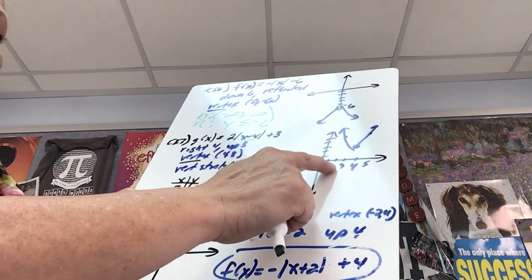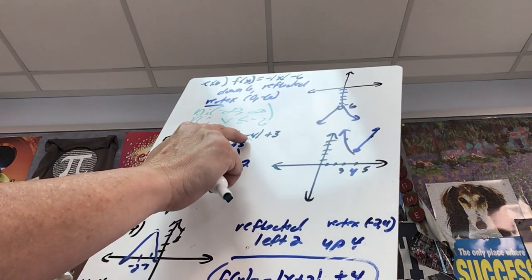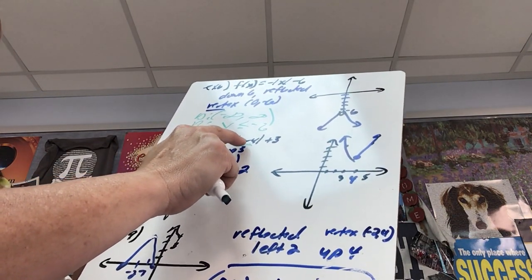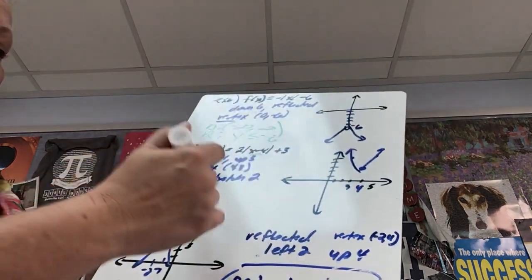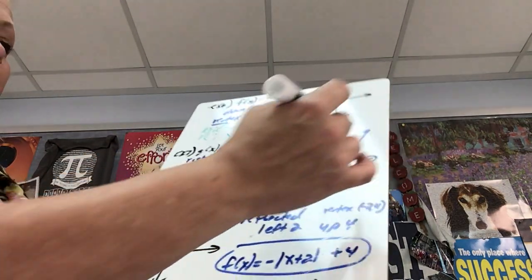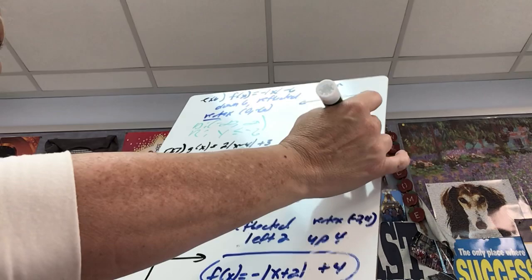So if I put in 3, 3 minus 4 is -1. Absolute value of -1 is 1. 2 times 1 is 2 plus 3 is 5. So I would get 3, 5. And because this has a line of symmetry, 5, 5 would be a point.